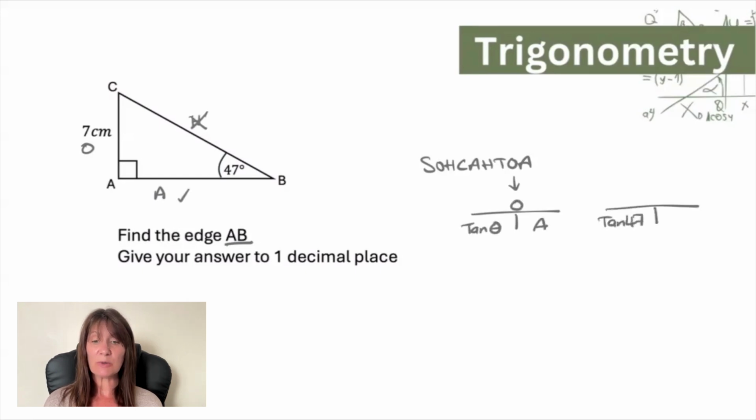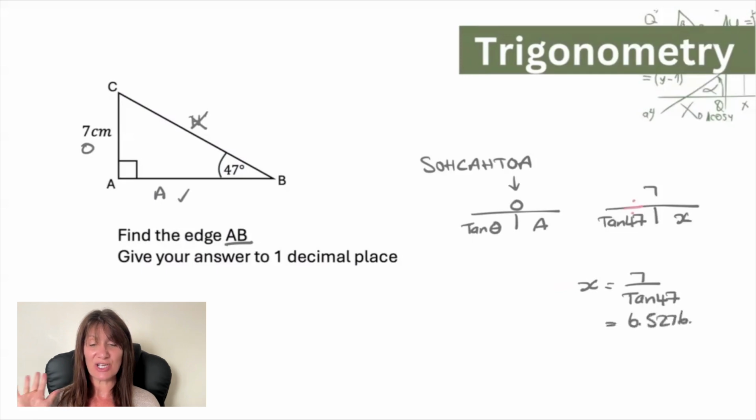Now, you may get to a point where you go straight to the filling in stage. That's quite normal once you're well practiced at this. So this time we can see that the X is in the bottom right-hand corner. 7 is over the top of tan 47, and that line is a divide line. So we've got X equals 7 over tan 47. Pop that in your calculator and you get 6.5276, on and on it goes, and rounded to one decimal place is 6.5 centimeters.